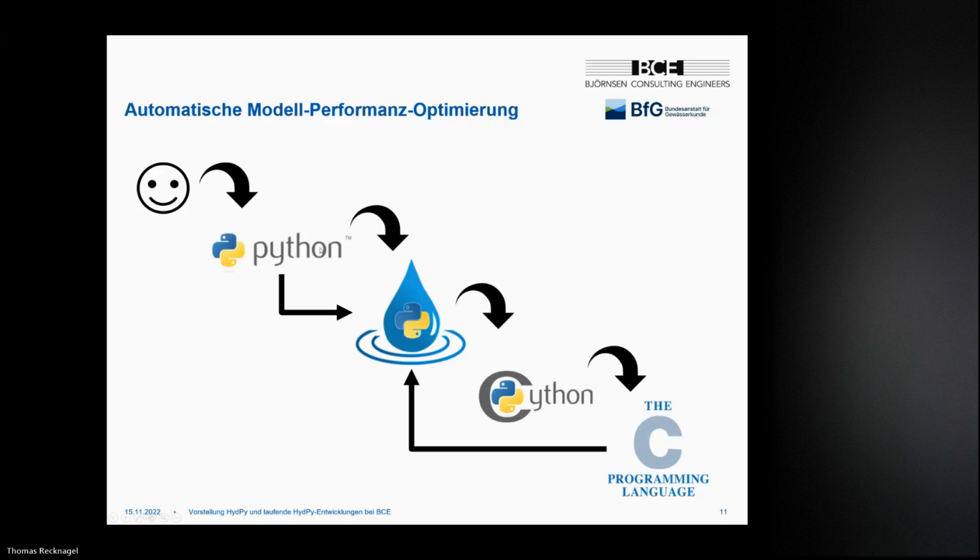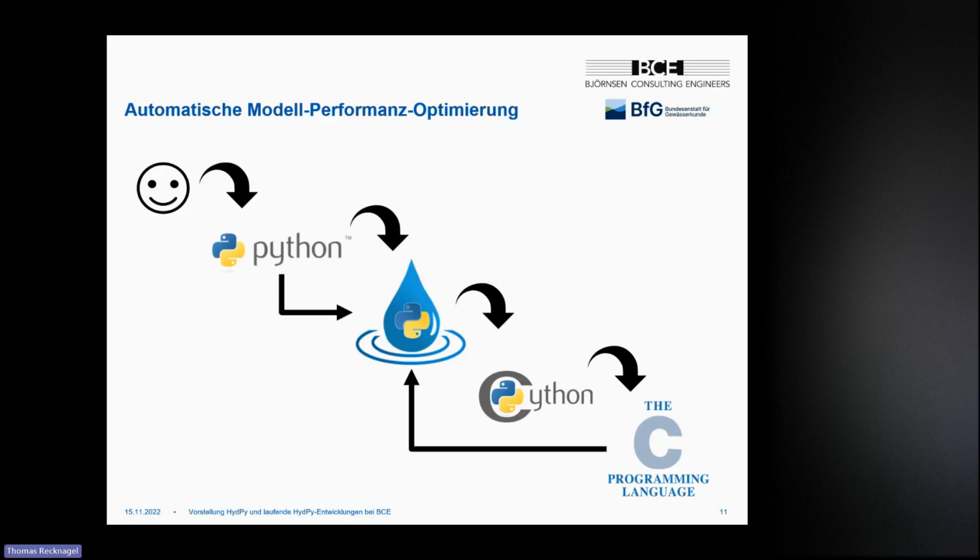Another good point about HydPy is that Python is a scripting language, so normally numerical computations are significantly slower in scripting languages like Python or R compared to compiled languages like C or Java. And therefore, we use C for performance critical functions.